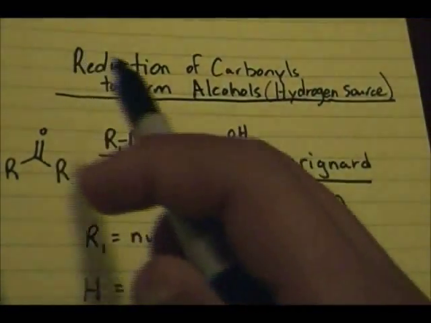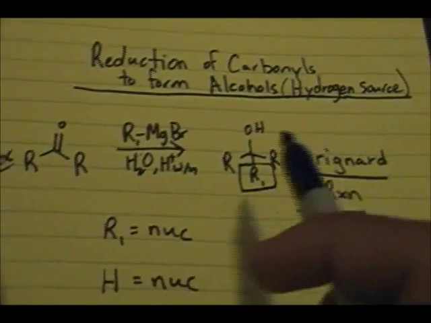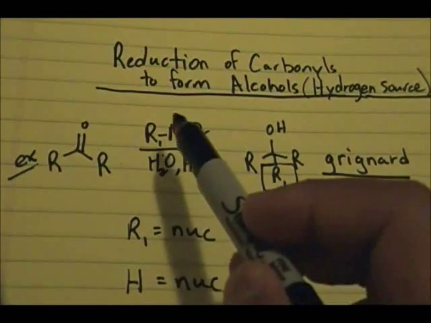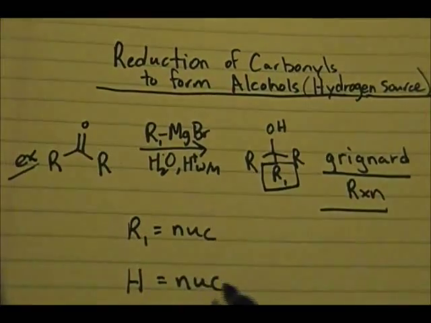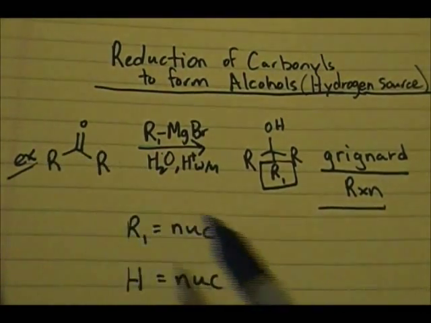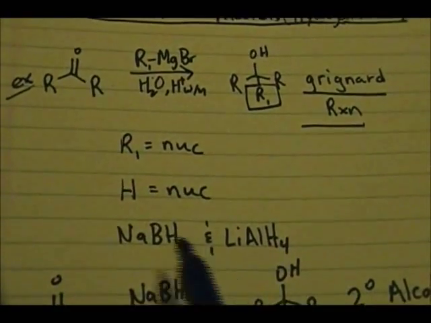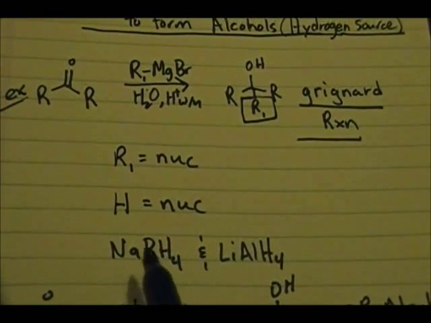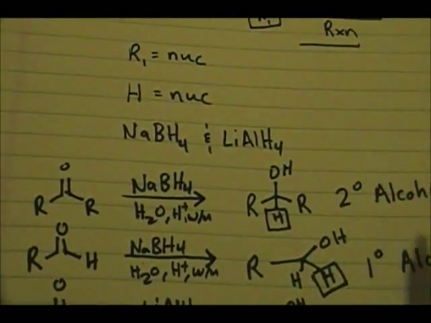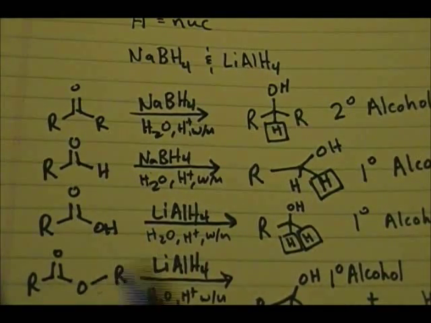Again, we're dealing with the reduction of carbonyls to form alcohols, and we're dealing with hydrogen and hydrogen sources. Similar to the Grignard reaction, instead of adding an R group into the carbon of the carbonyl, you're adding an H into the carbon of the carbonyl, and that's how you reduce the carbonyls, using H. The H serves as the nucleophile. Okay, the two sources of the hydrogen are sodium borohydride and lithium aluminum hydride. The four carbonyl compounds focused on are the ketone, aldehyde, carboxylic acid, and ester.